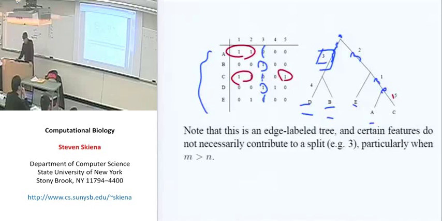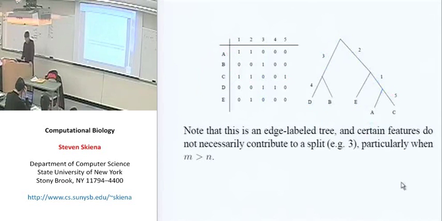So our goal here is to construct an edge-labeled rooted tree to explain the origin of all the features, where each feature appears as exactly one label, as a label of one edge. That was the invention of it. Any questions about that?